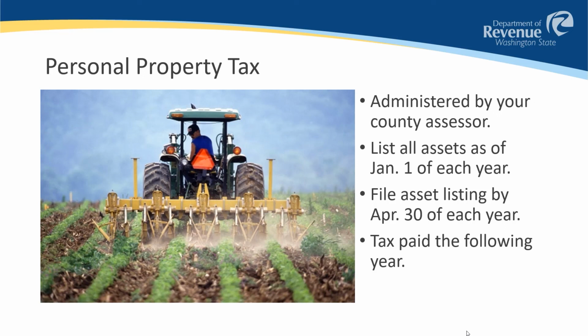The assessor will go through your list and assign a taxable value for each item listed, based on current market value. Property tax is due on the total taxable value of all business property at the same rate as real property tax. The tax is due the following year, with half due on April 30th and the other half due on October 31st.